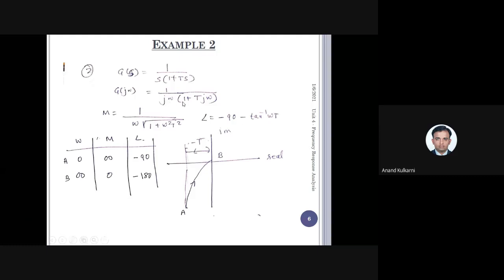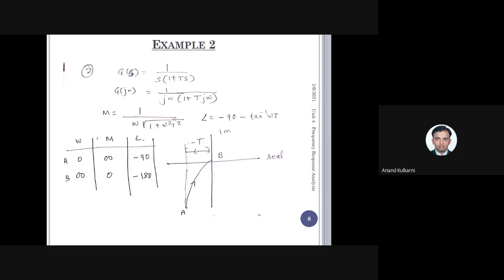And this angle you already know from the previous problem: tan inverse of imaginary part, omega t, divided by real part 1, that is omega t. So this is the magnitude equation, and this is the phase angle equation. So we'll take a 15 minutes break and we'll continue with the problem. Any questions so far?